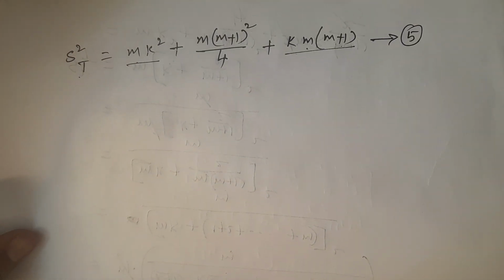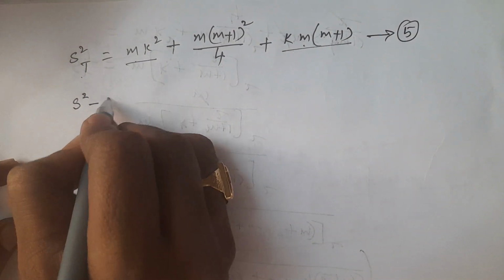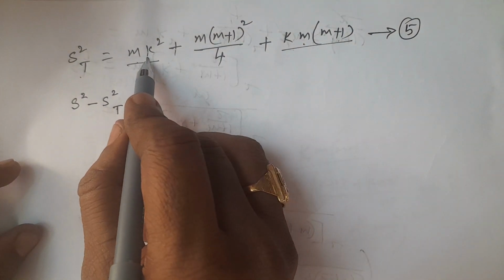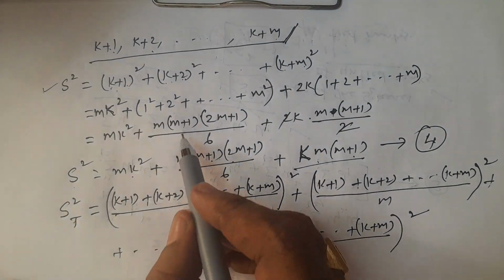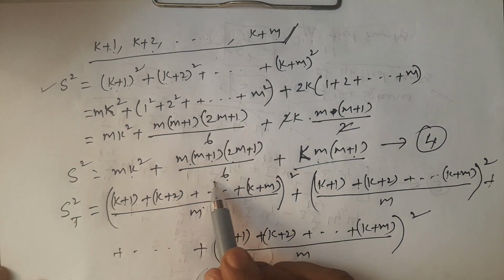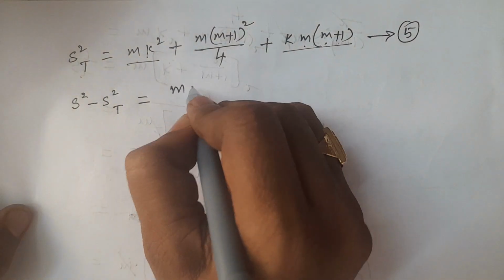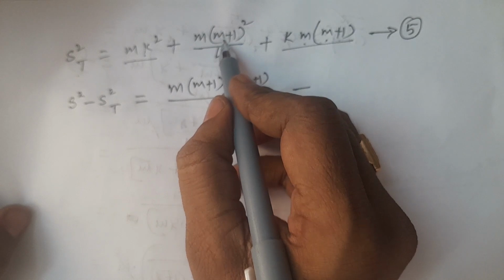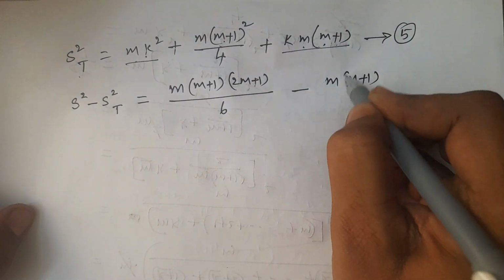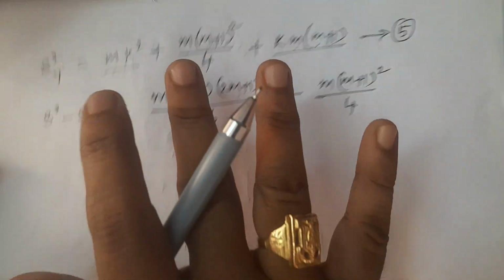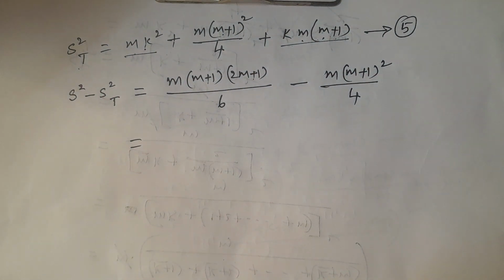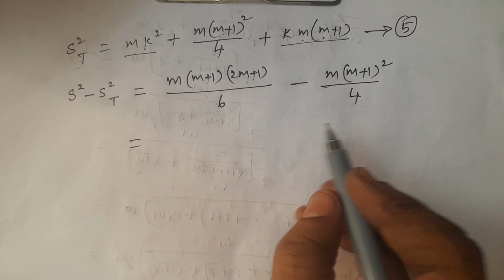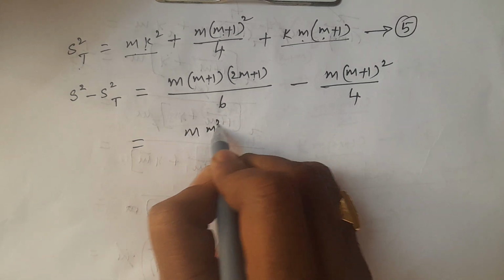Now what I am calculating is subtracting s square and s square t, that is s square minus s square t, from equations 4 and 5. m k square will get cancelled, k m into m plus 1 will get cancelled, and the terms which remain are m into m plus 1 into 2m plus 1 divided by 6, minus m into m plus 1 whole square by 4. These are the two terms which remain here. Hence, by calculating s square minus s square t, by simply taking the LCM, you will get m into m square minus 1 by 12.